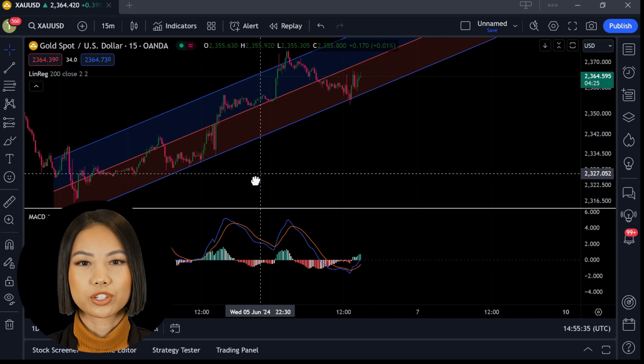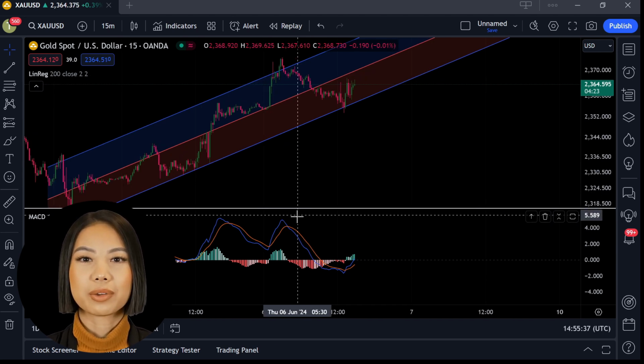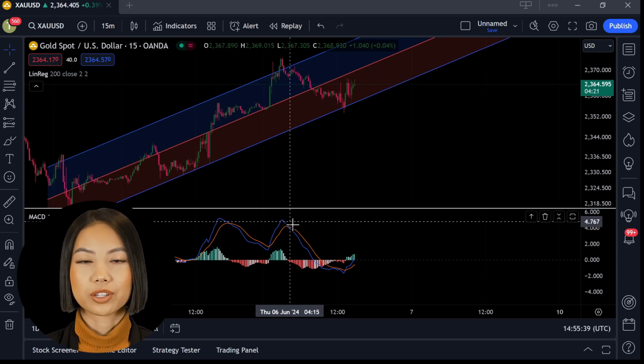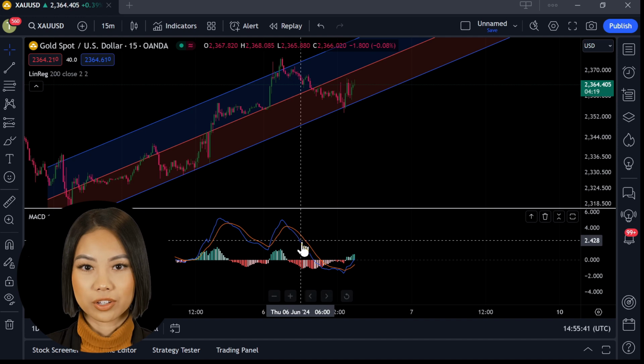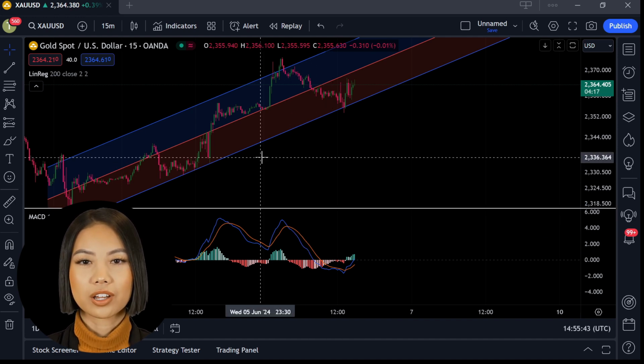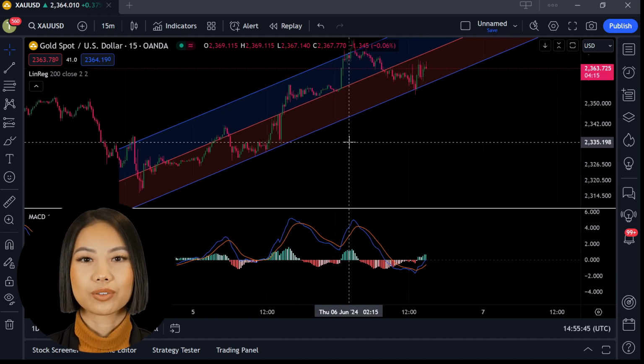Conversely, when the price reaches the upper channel line and the MACD shows a bearish crossover, the MACD line crosses below the signal line, it reinforces a sell signal.